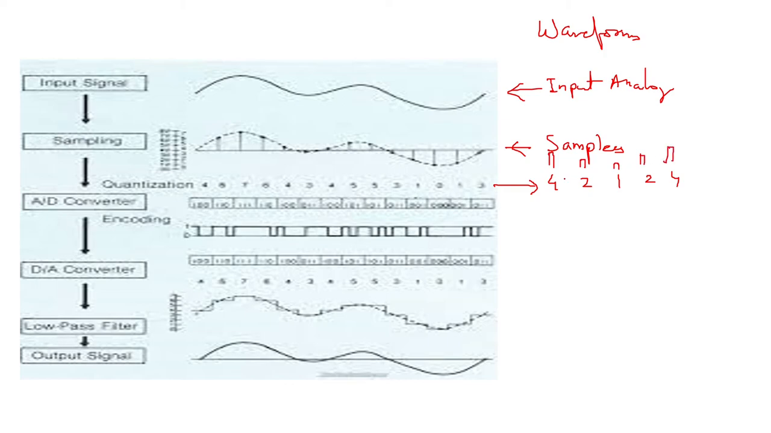Whatever the sample amplitude was, you are going to round off to a particular fixed value by the quantizer by superimposing them on a number of fixed levels. And then you are going to convert those into binary bits. Say 4 will be converted as 0100, 2 will be converted as 0010, 1 will be converted as 0001, again 2 will be converted as 0010, and 4 will be converted as 0100. This will be your encoding. This will be converted here into electrical format.